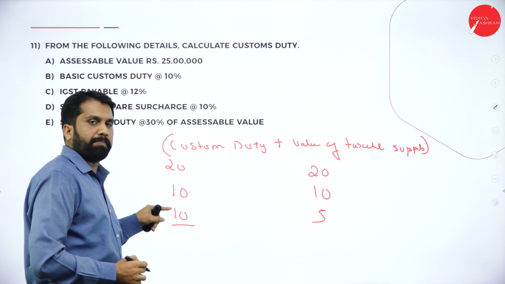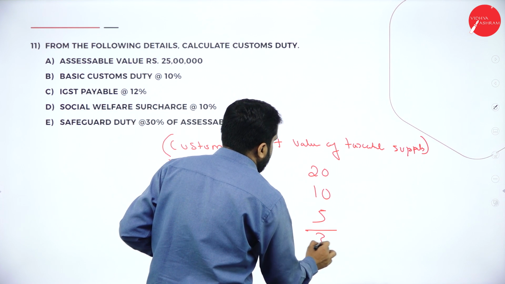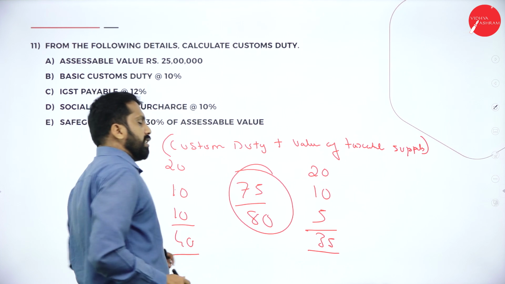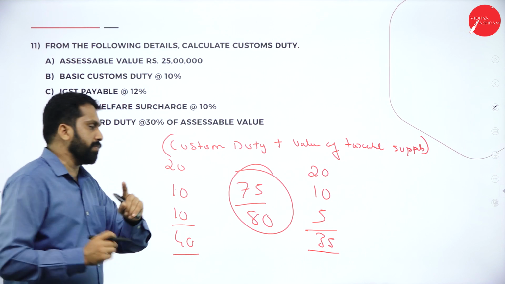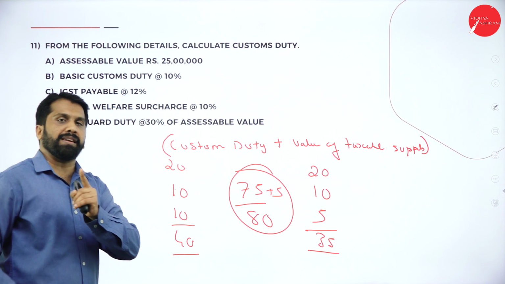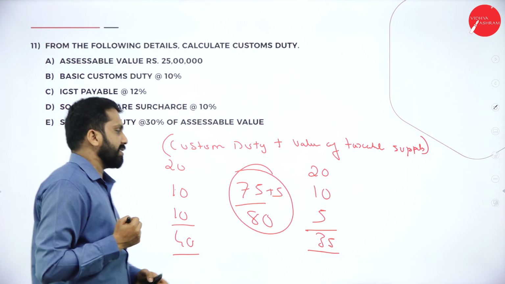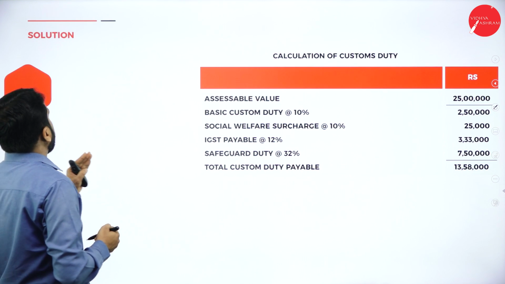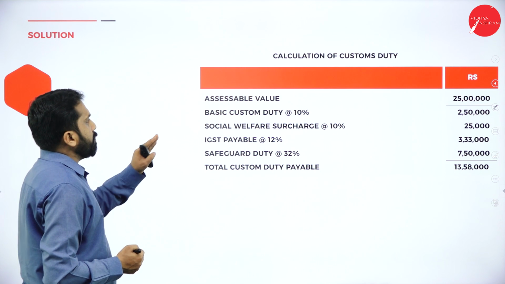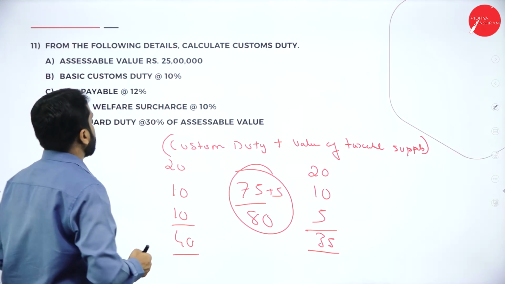Now 20 plus 10 plus 10, total how much? Yes, it is 40 marks, and here almost it is 35. Total 75 out of 80. If you learn ITC, any small problem, you may get another 5 marks. So it will be 80 out of 80 by preparing just 2 days and with just 2 topics. Clear? Yes. Now, the next question, the answer for this is assessable value, basic custom duty, social welfare, IGST, safeguard. I'll go back to your question.